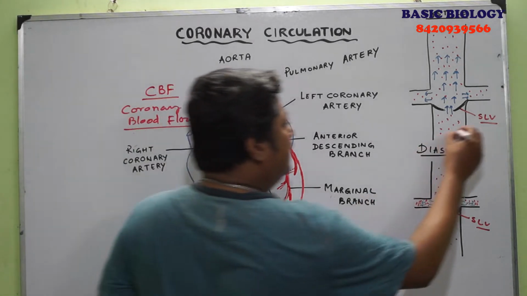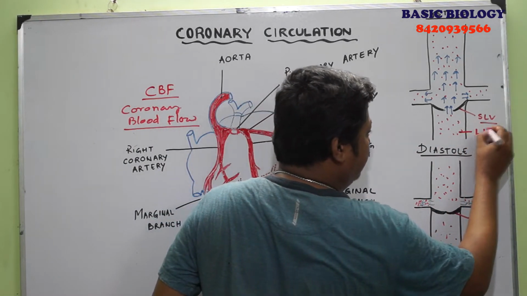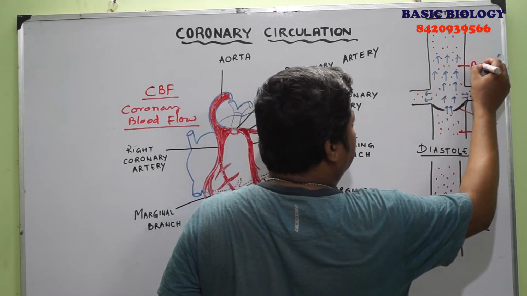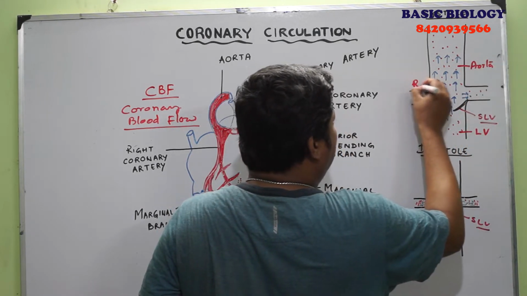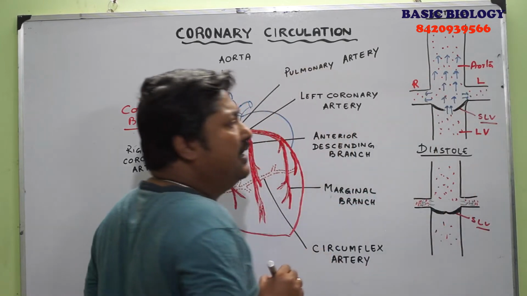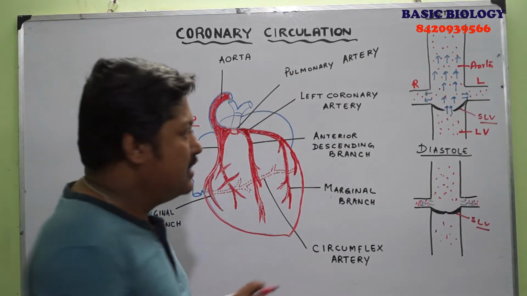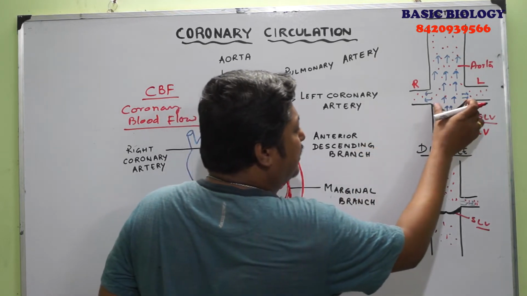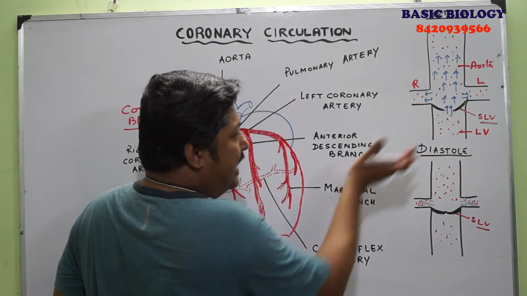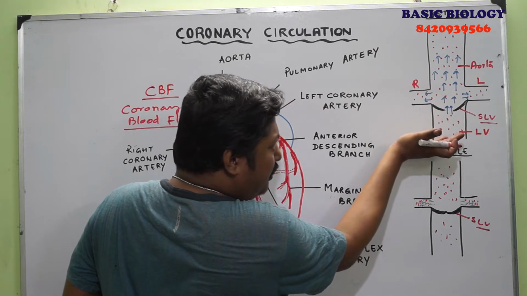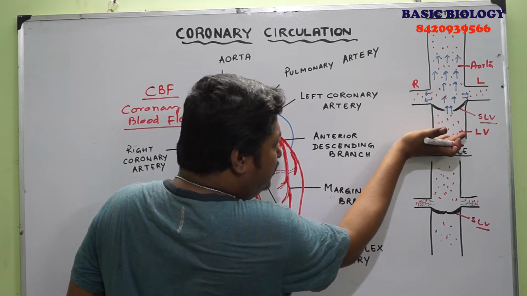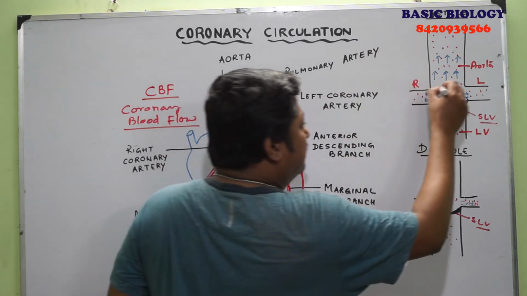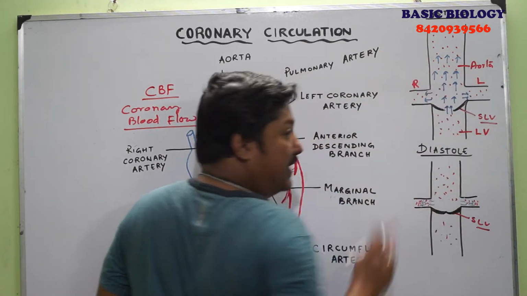Say this is the left ventricle. This whole thing is the aorta. And these two are, say, the right and left coronary arteries. So once the left ventricle contracts, the semilunar valve opens and, due to the high ventricular pressure, blood flows from the left ventricle to the aorta.